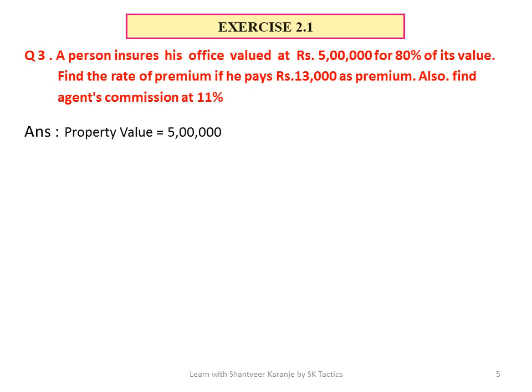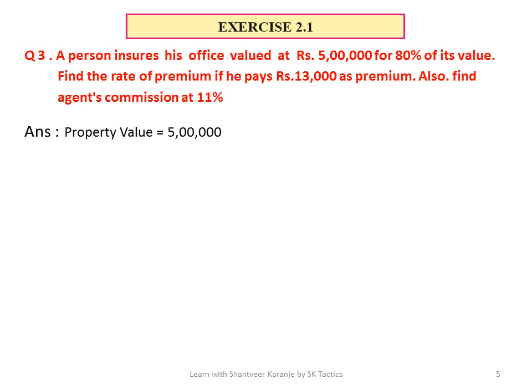To move ahead, the next question of this exercise 2.1 is question number 3. A person insures his office valued at rupees 5 lakh for 80% of its value. Friends, now you are recollecting the terms. The office is of 5 lakh price, meaning property value is 5 lakh, and only 80% is going to be insured. Find the rate of premium if he pays rupees 30,000 per year as premium.